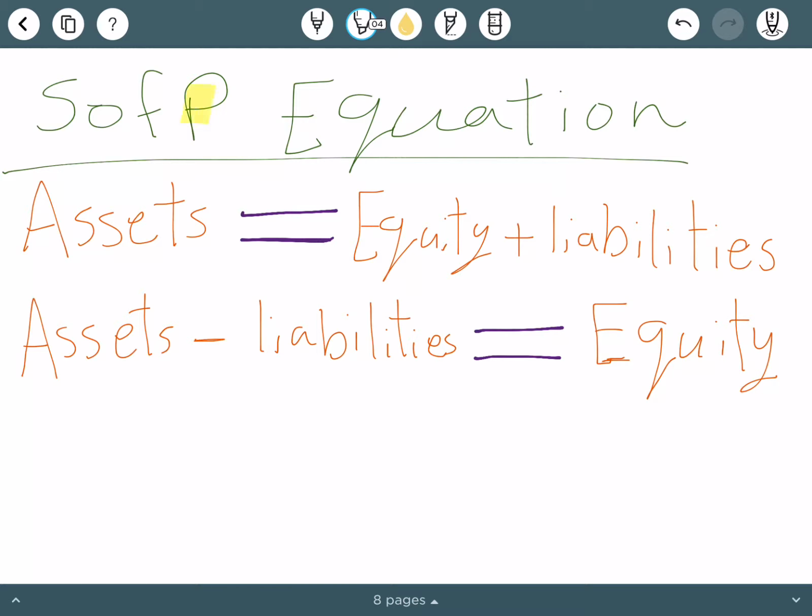Okay, the statement of financial position equation. Always the asset equal equity plus liability. This is an equation, so you have to memorize it, that an asset equal to equity plus liability, and asset minus liability equals to equity.